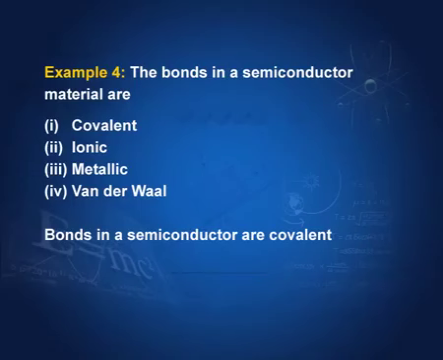In the next example, the bonds in a semiconductor material are: covalent, ionic, metallic, van der Waals. The answer is covalent. We have seen that the 4 outermost electrons of silicon form covalent bonds with the electrons of the surrounding atoms.